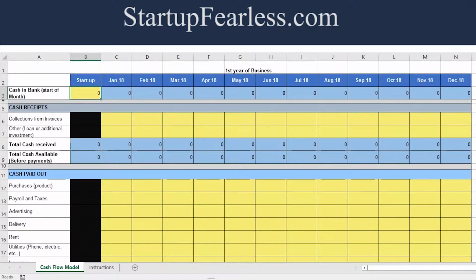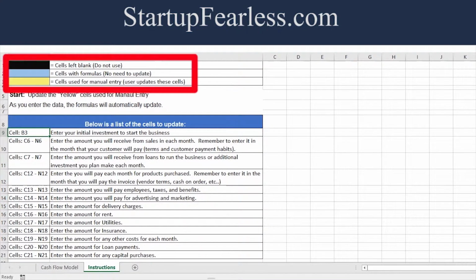Once you download and open your cash flow model, you will see two tabs. Let's look at the Instructions tab first. The cells in the cash flow model are highlighted in different colors to make it easier for the user to identify which cells are used for updates.